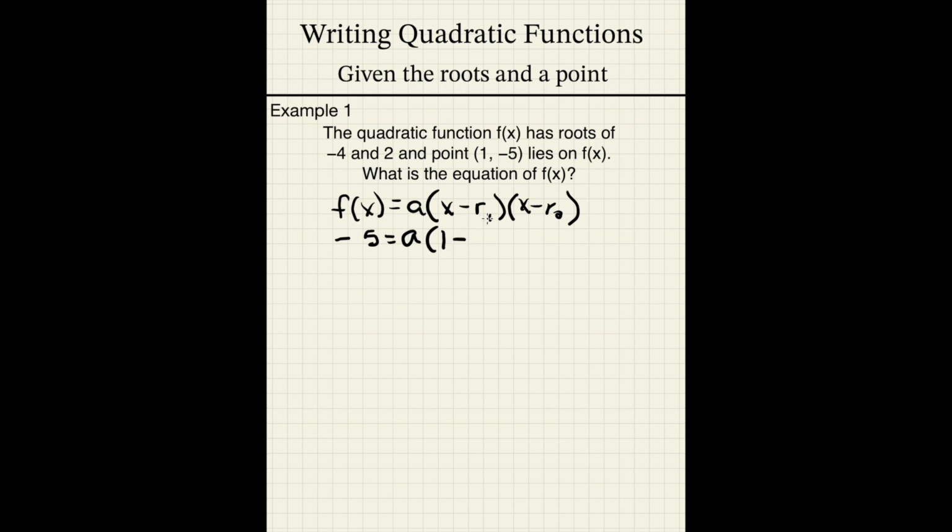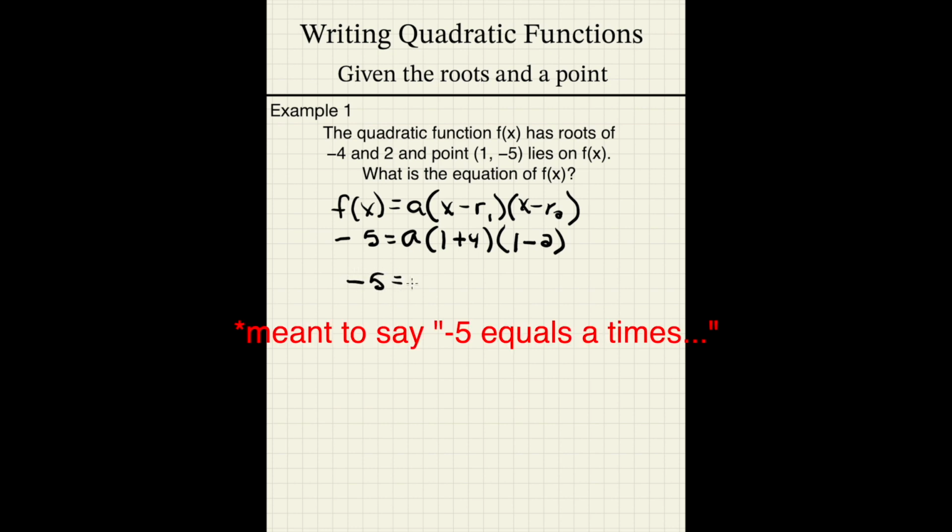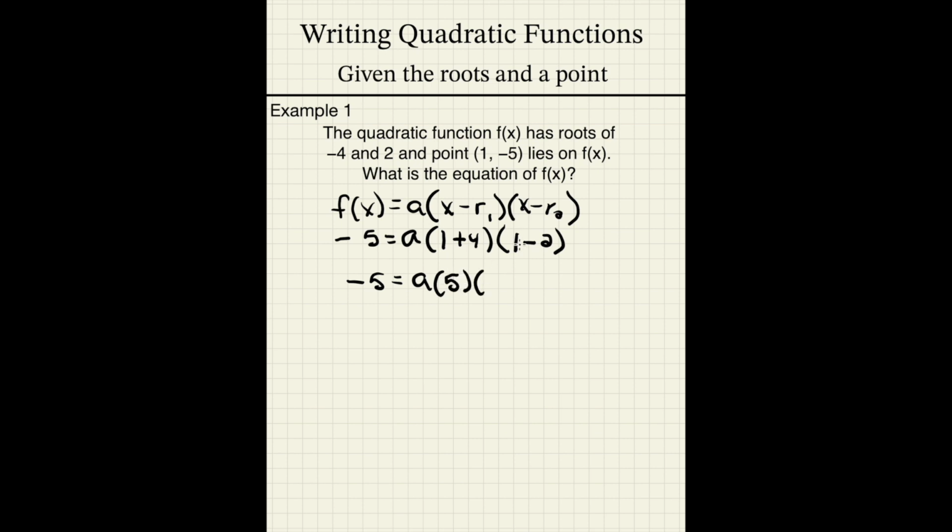So 1 minus root 1. So here are our two roots, -4 and 2. So minus -4 is plus 4 times x, which is 1 again, minus root 2 is 2. All right, so now we are just going to be solving for a. So we have -5 times a times 4 plus 1 is 5 times 1 minus 2 is -1. So -5 equals a times -5.